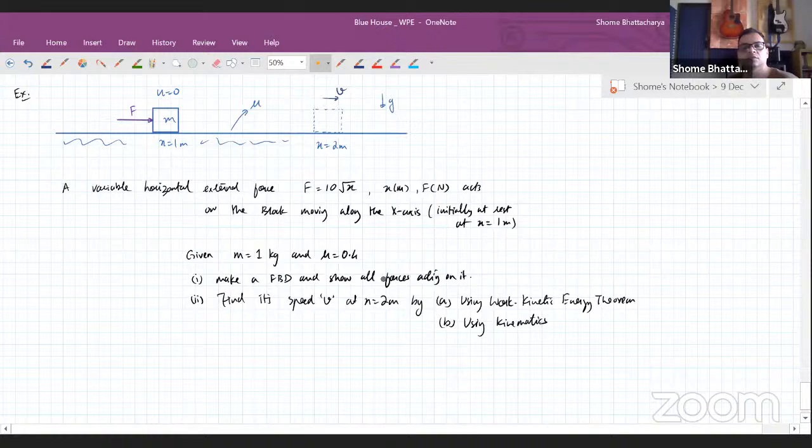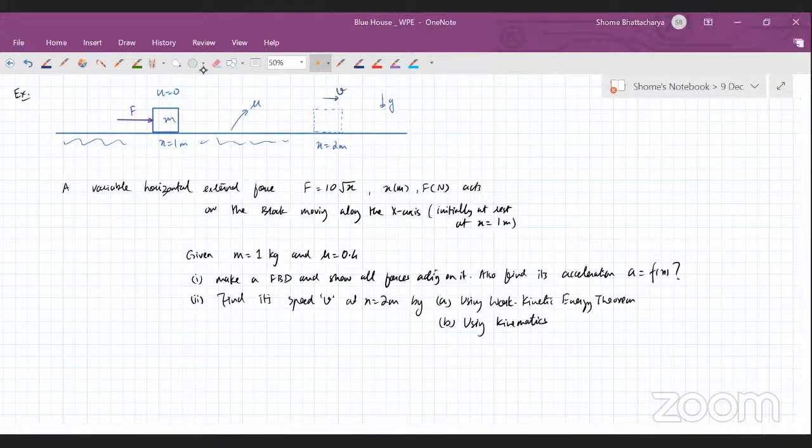Okay. So in the first part only, when you make the free body diagram, also find its acceleration A as a function of x, because the force is a function of x. So just try this question out, people. Basically in the first part, you have to make the free body diagram and equate F equal to ma, and from that you will get A as a function of x.